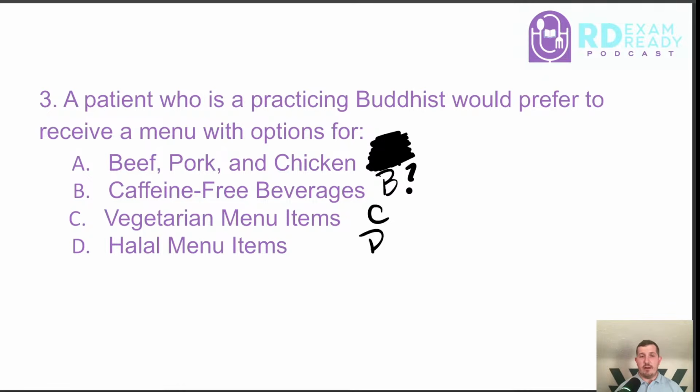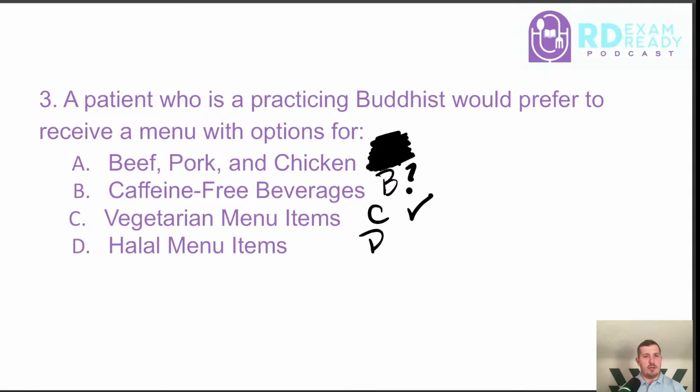C, vegetarian menu items. Well, I do like to fall back on the things that I do know. And one thing that I do know is that many Buddhists prefer to be vegetarian. Not all, some will eat meat, but in general, I would say most Buddhists prefer lacto ovo vegetarian options. I think C is a good answer, and I'm going to put a check mark by it.